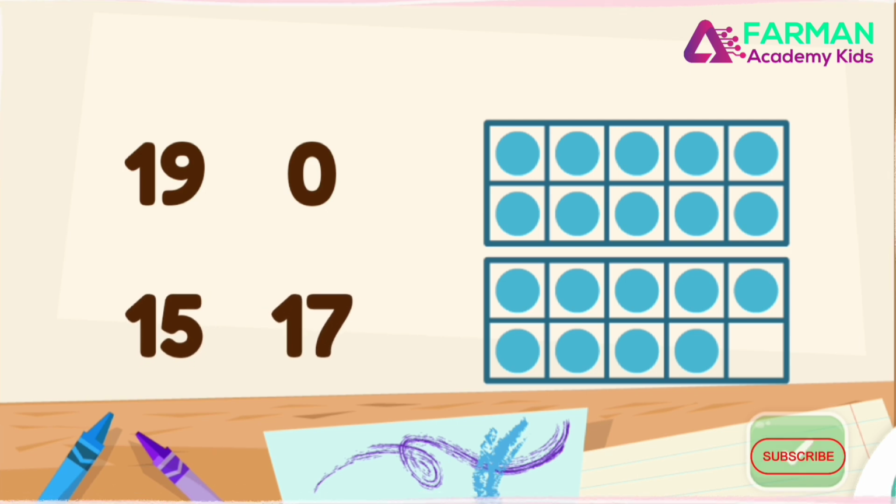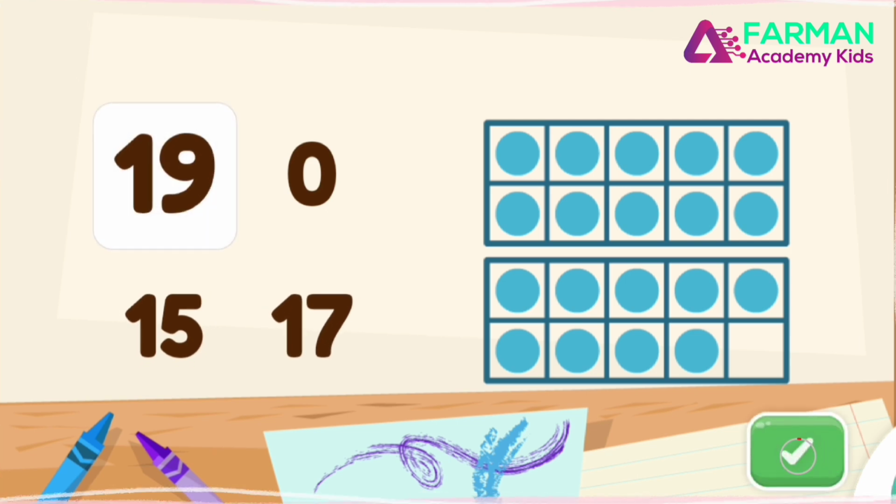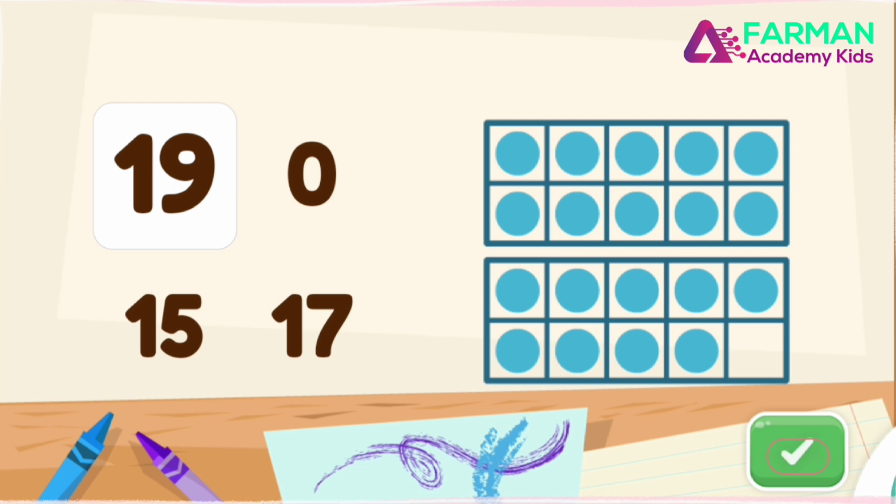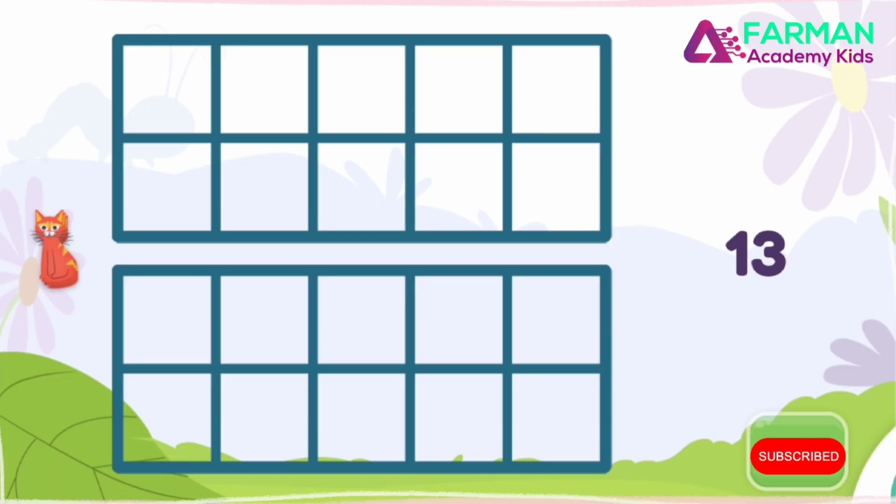How many dots are in the 10 frames? Tap the number. There are 19. One 10 frame is filled, which makes 10. There are 9 in the other frame. Use the 10 frames to show 13.